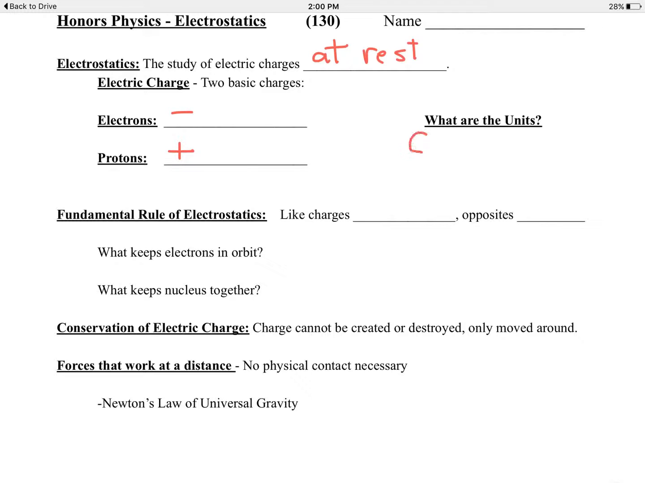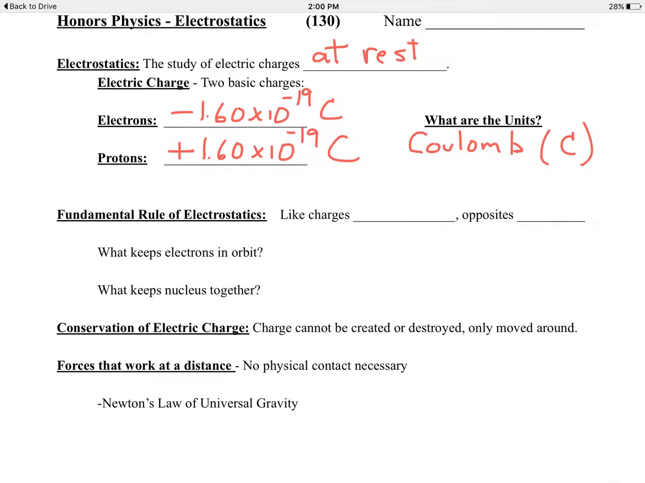The units for charge are coulombs, or the Coulomb, C-O-U-L-O-M-B, symbolized with a capital C. The electron is negative 1.60 times 10 to the negative 19th coulombs, and the proton is positive 1.60 times 10 to the negative 19th coulombs. The unit was defined before we really knew the size of the charge in the electrons or protons. Otherwise, they might have used a smaller unit as the fundamental unit for these concepts.